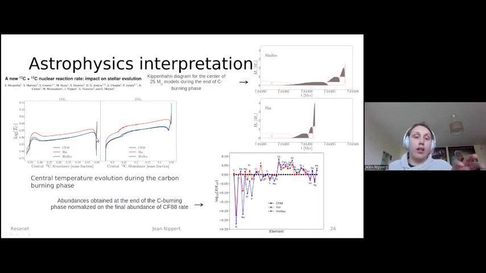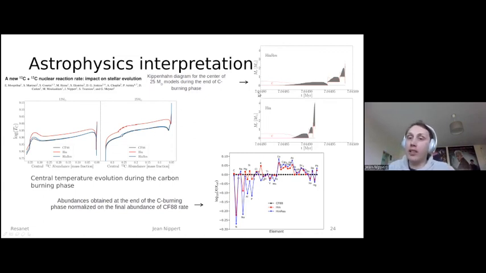And basically, the star will need to have the same rates all the time. So with the hindrance, the reaction rates are lower. So basically, the star has to contract itself, and the temperature will be higher, and the density also will be higher. And in the Kippenhahn diagram, you can see the impact of this higher temperature and higher density.